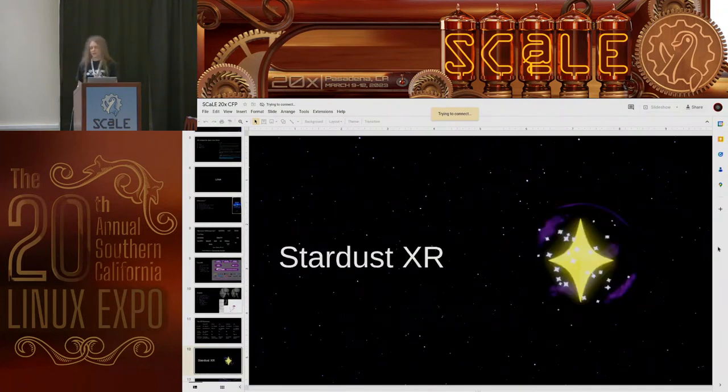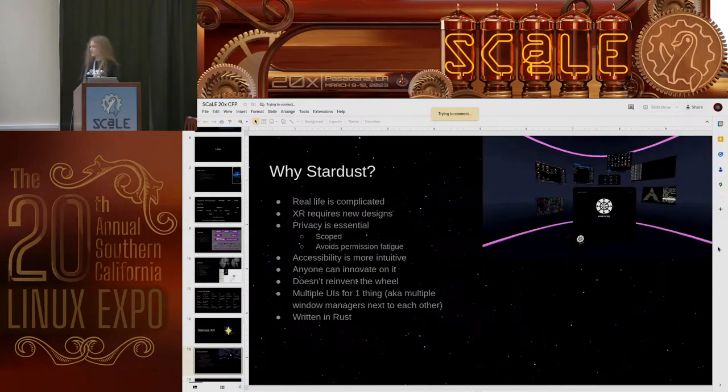But why Stardust XR? Why do I think that this is something really, really cool and special, besides the fact that I'm the main developer for it right now? And the reason why is, one, real life is complicated. With a lot of these XR desktops, their UI is hard-coded, meaning that if you're in a situation, like say you're on an airplane, right, and you have a really cramped space in front of you, and you can't really move around, a lot of those XR desktops aren't really made for that kind of situation. And I mean, you can't expect them to be, because there's just infinite different places that you'll go in real life. But it doesn't really work all that well.